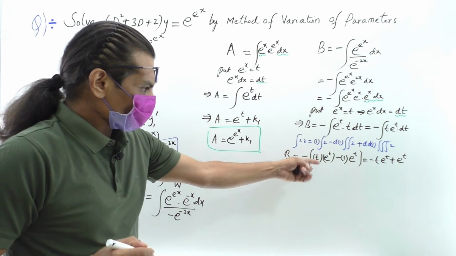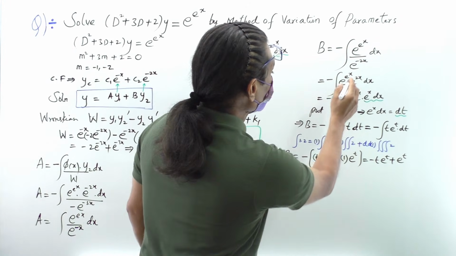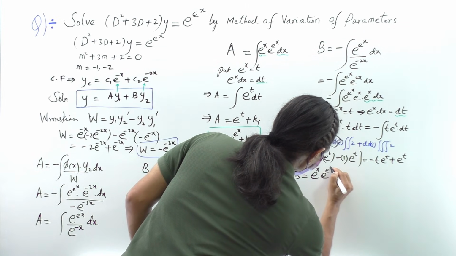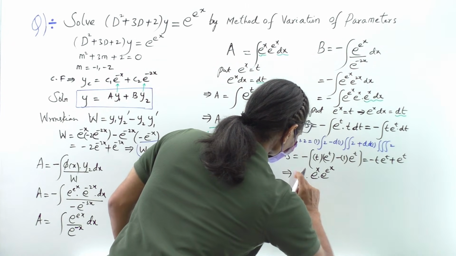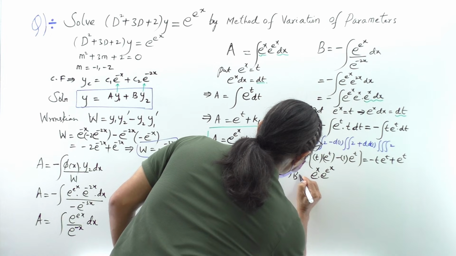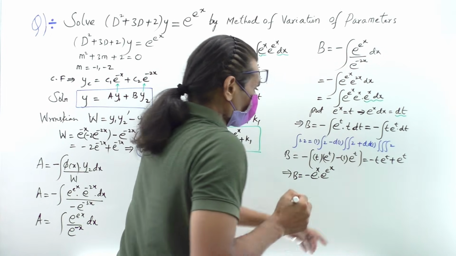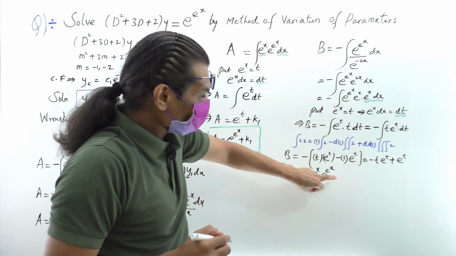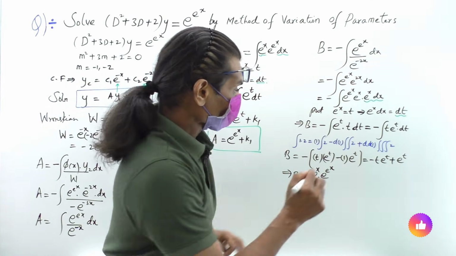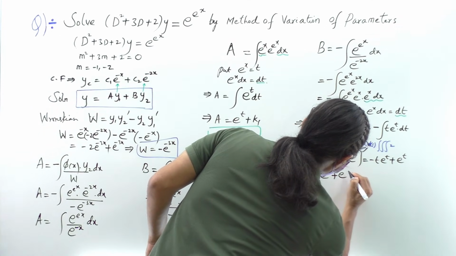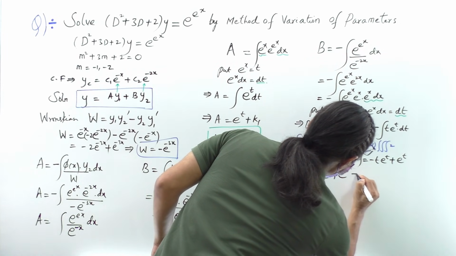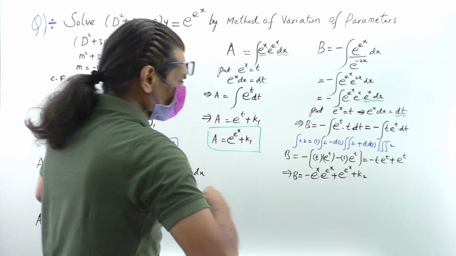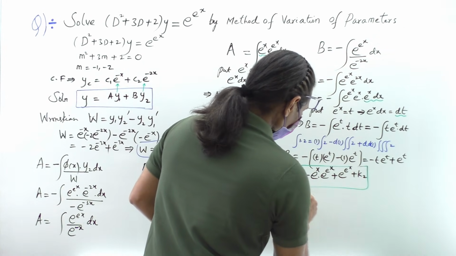Okay, so minus t, open a bracket. So what is t here? t is e raised to x. So b equals negative of, e raised to x into e raised to x, wherever there is t, put e raised to x, plus again e raised to power, what is t again? e raised to x, plus k2, that's all. So you have found both a and b here. So let's complete the solution.